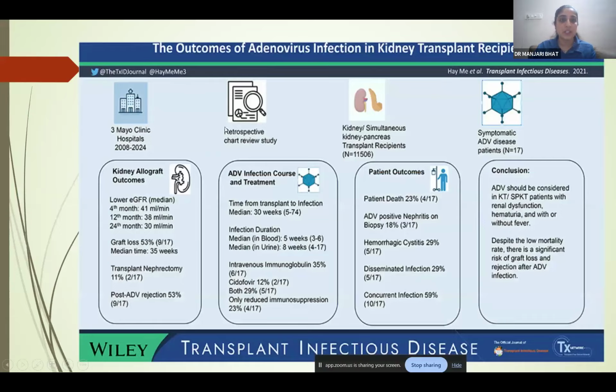Now, this is a paper which was published showing the outcomes of adenovirus infection in kidney transplant recipients at Mayo Clinic. About 11,000 kidney transplant patients were reviewed, and among them, 17 had symptomatic adenoviral infection. 53%, that is 9 out of 17 patients, had a graft loss. 53%, 9 out of 17, had post-adenoviral rejection. 2 of them had transplant nephropathy. The median time from transplant to infection in this group was 30 weeks, and 35% of them received only IVIG, and 29% received both IVIG and cidofovir. So even though the incidence of adenoviral infection in transplant patients is quite low, the effect might be deleterious.